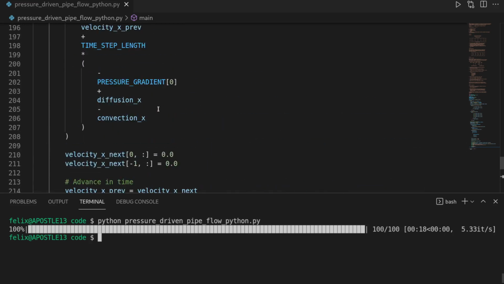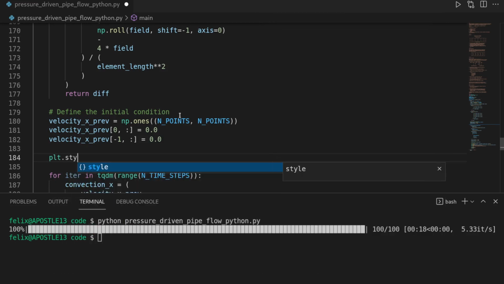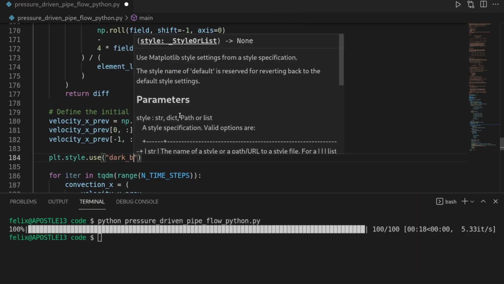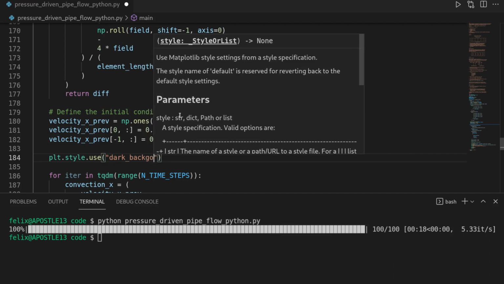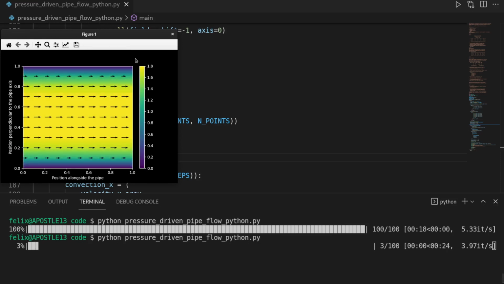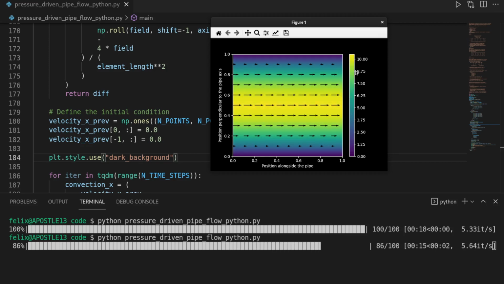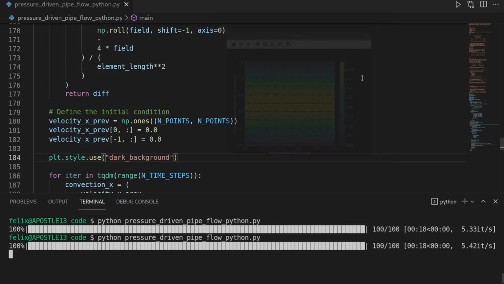Let me improve the styling of this plot by using a dark mode, because the reason is why not. So plt.style.use a dark background. And maybe this helps us identify the features even better. So let me run that again. And now it's dark. And here we see in the beginning, we had this uniform profile with the color also being uniformly distributed. And now it's getting closer to this parabolic profile. And you also see the change that is happening in the color scale is getting smaller over time. That's because we are almost reaching our steady state.